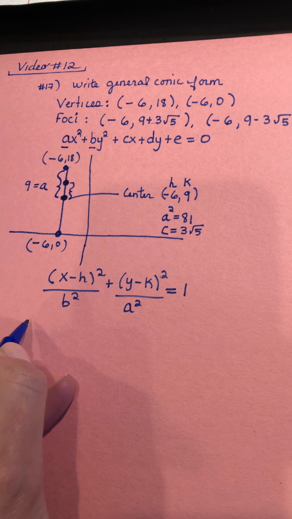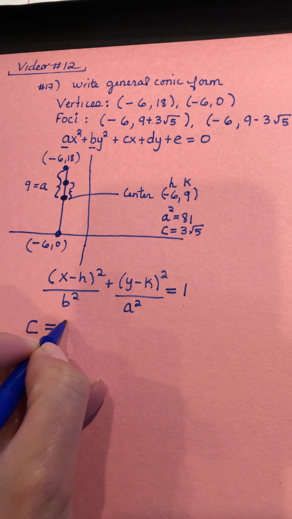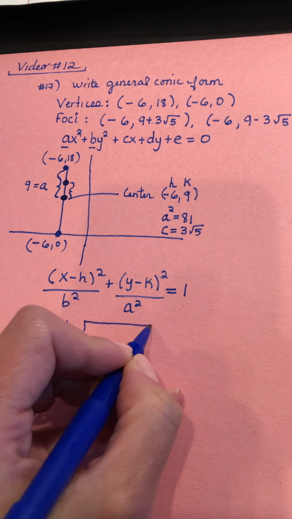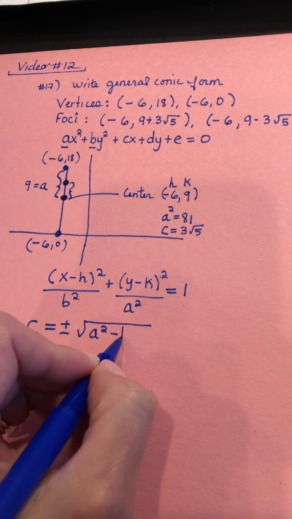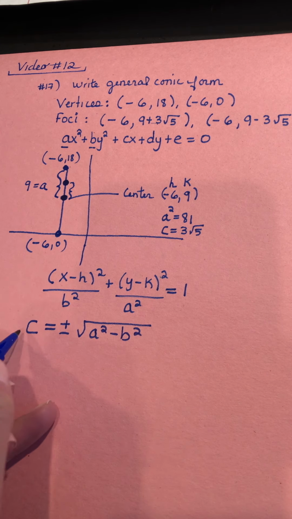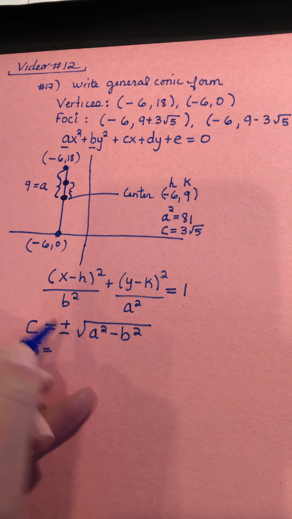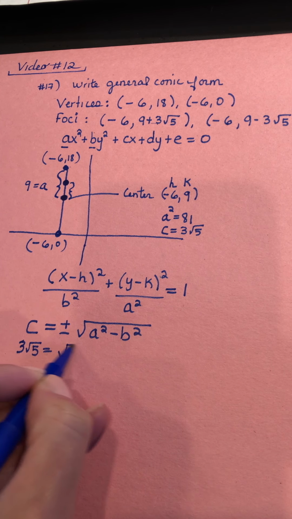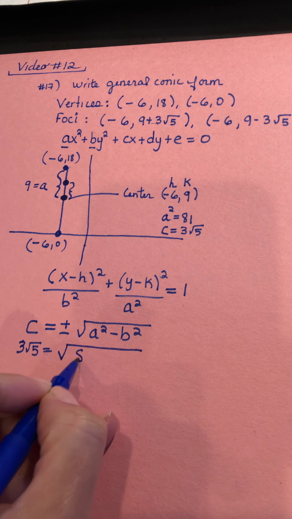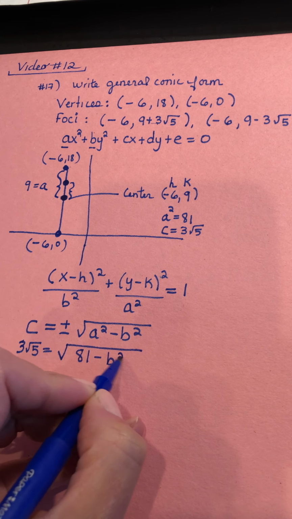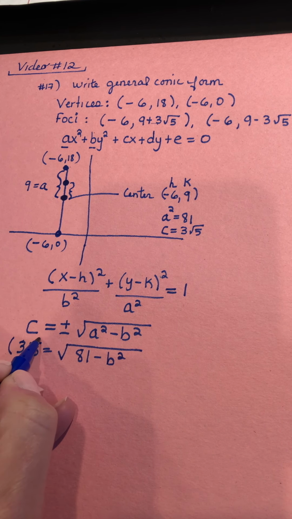I now can remember that c is equal to plus or minus the square root of a squared minus b squared, and I can substitute. So this is 3√5. I'm just going to ignore the plus or minus for now. It's the square root of a squared, which is 81, minus b squared. Okay, I'm going to square both sides.